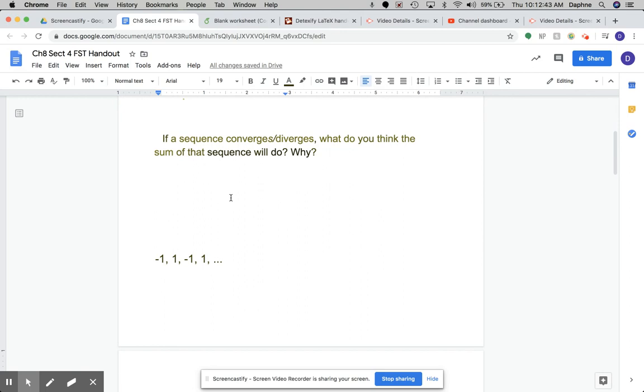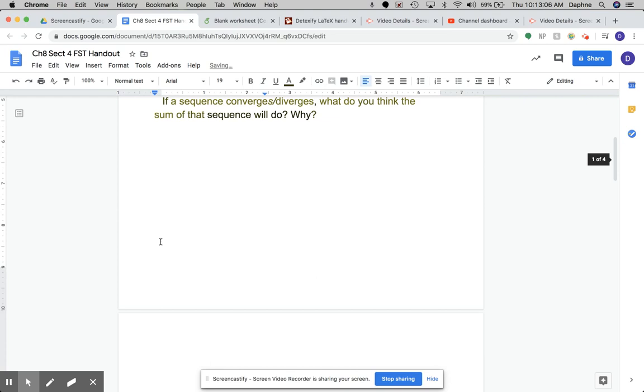So if our sequence is -1, 1, -1, 1, if it's finite and ending at a certain point, well, then we'll have different numbers as we go, a different sum, because if you stop it on an even number, you're at 0. If you stop at an odd number, you're at +1 or -1. And then what if our sequence actually converges?